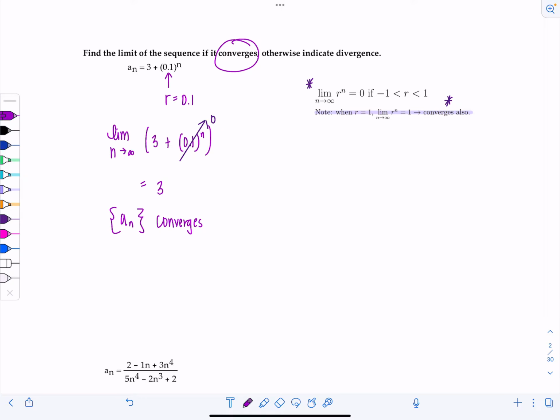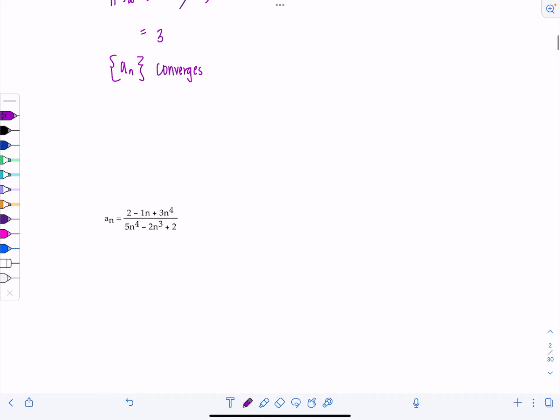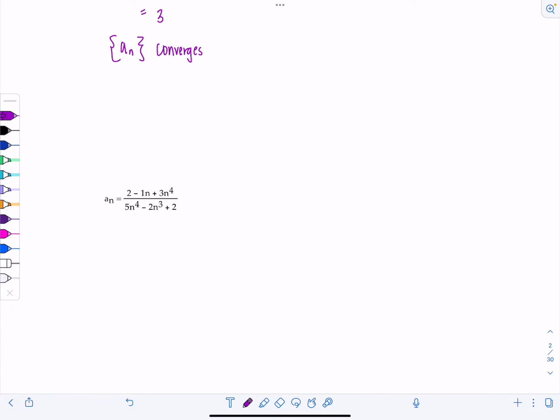Here's another example. a_n equals (2 minus n plus 3n to the 4th) over (5n to the 4th minus 2n cubed plus 2). So again, they're asking us, does the sequence converge or diverge? You have to remember that means take the limit as n goes to infinity, always to infinity.